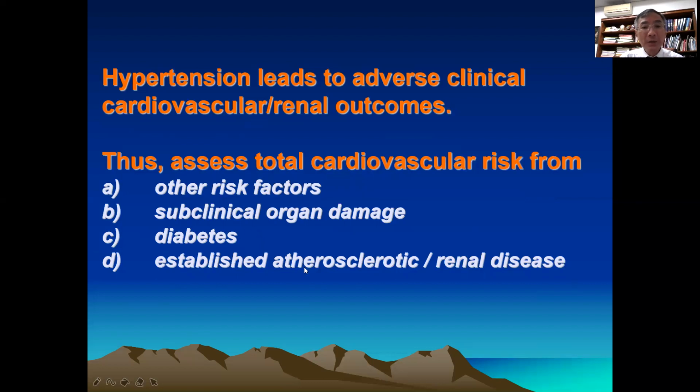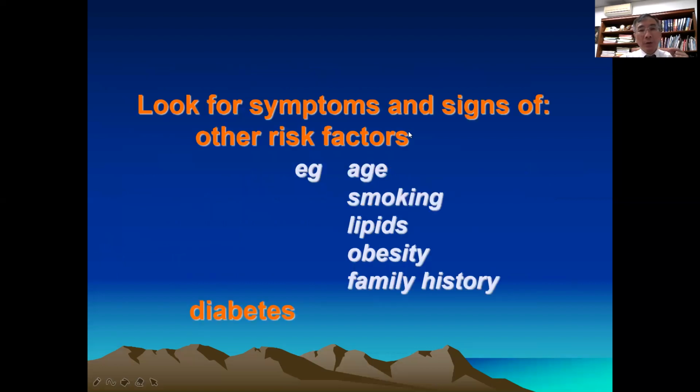We must look for diabetes, and we must look whether they already have the atherosclerotic and renal disease. Because if they already have the disease, then they are more likely to get the disease. So it's not just about measuring blood pressure, it's about looking for all these things, the risk factors, the organ damage, the presence of diabetes, and the presence of disease. So when you question the patient, when you examine the patient, these are important.